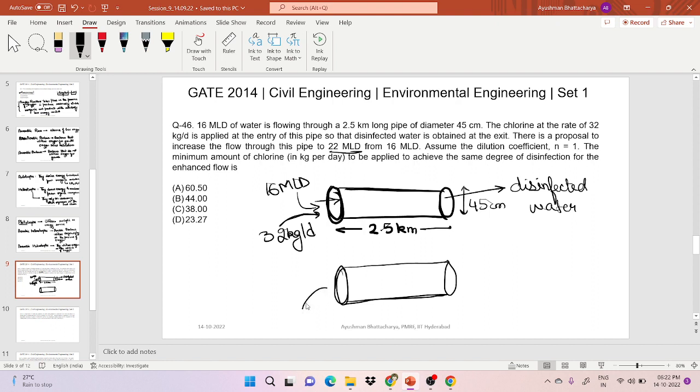Now they are telling if there is a proposal to increase the flow rate, that is 22 MLD. So assuming the same dilution coefficient, the minimum amount of chlorine to be applied to achieve the same degree of disinfection. So basically they are saying what will be the chlorine x kg per day to achieve the same degree of disinfection. Okay, so in this question, after increasing the flow rate, they are asking the content of chlorine. So suppose this is the x kg per day, they are asking the value of this, what will be the Cl2.